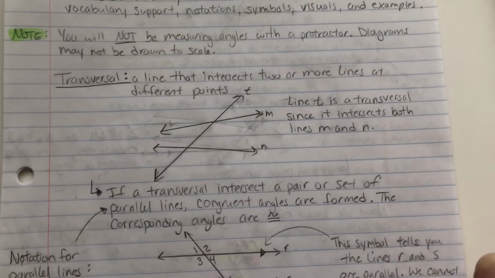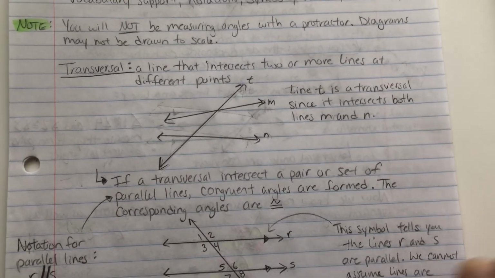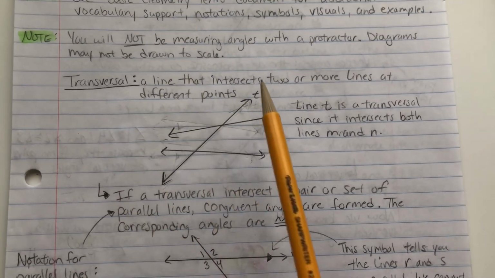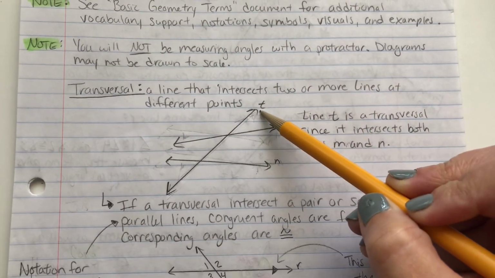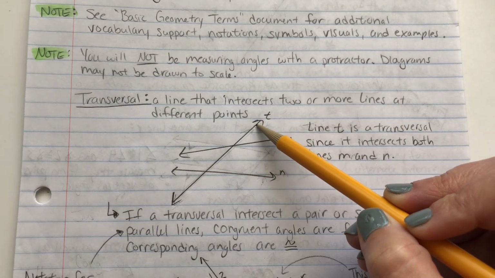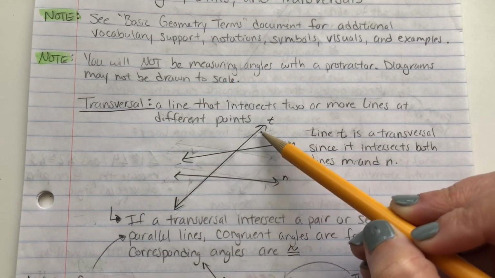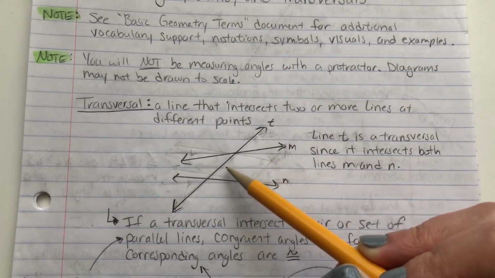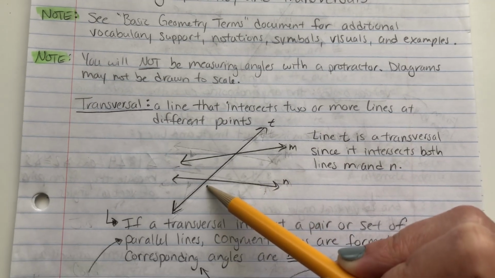Okay, so getting into definitions and notations. First we have a transversal. Here we see 3 lines, line T. A transversal is a line that intersects 2 or more lines at different points. So in this diagram here, T is your transversal because it intersects lines M and N at 2 different spots.